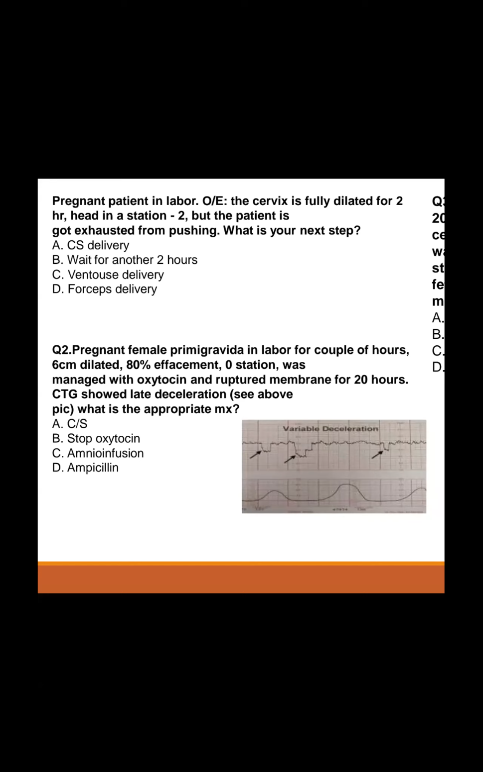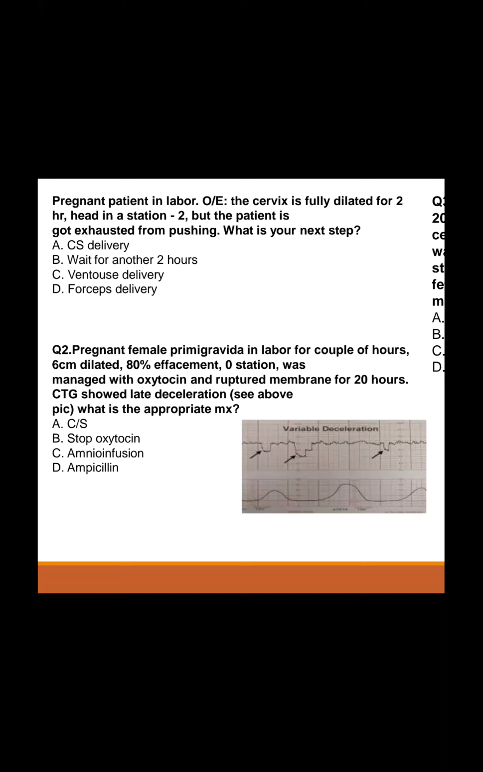Options: CS delivery, wait for another 2 hours, ventouse delivery, forceps delivery. Second stage of labor, station is -2. Though the cervix is fully dilated, the patient got exhausted, so we can't wait for 2 hours. Ventouse delivery is possible if the station is +2, so it's not possible. Forceps delivery also not possible. Ma'am, it's CS delivery, because the station is -2, very high, and though fully dilated, there is no contraction, and the patient is exhausted from pushing. So CS delivery. Thank you, doctor.